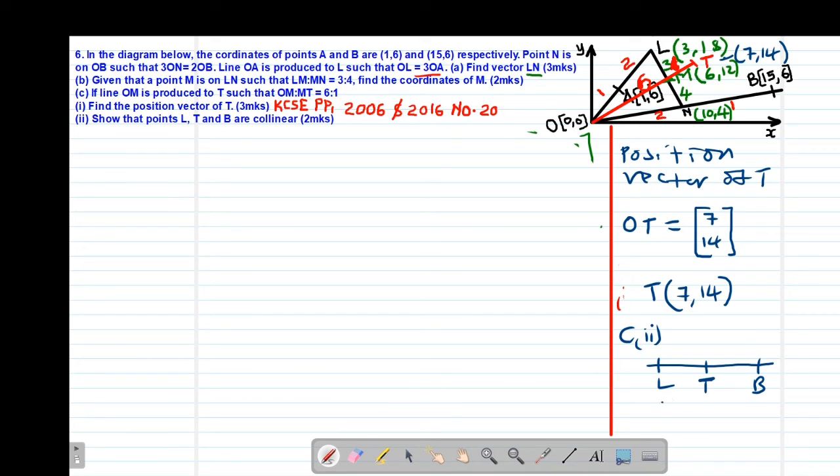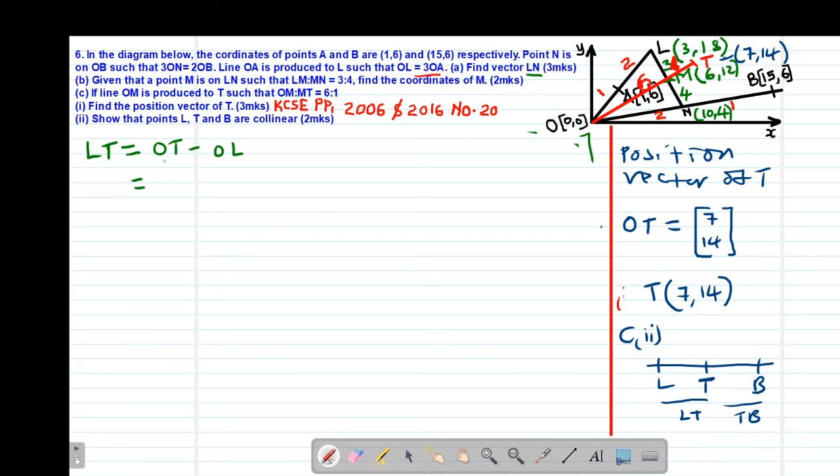So we need to find the vector LT, then we also need to find the vector TB, so that we check whether there is a scalar multiple between them. The vector LT will be given by taking the coordinates of T and subtracting the coordinate of L.